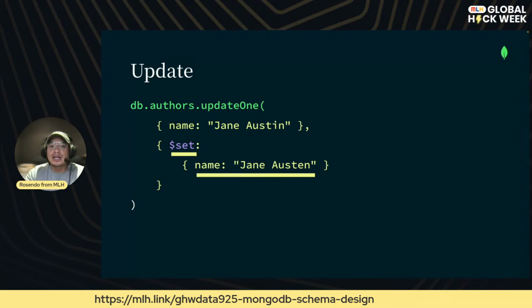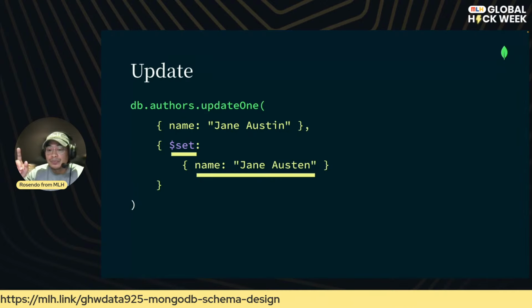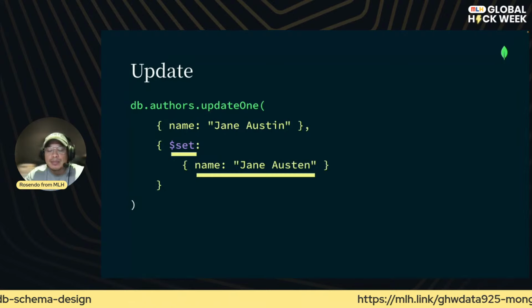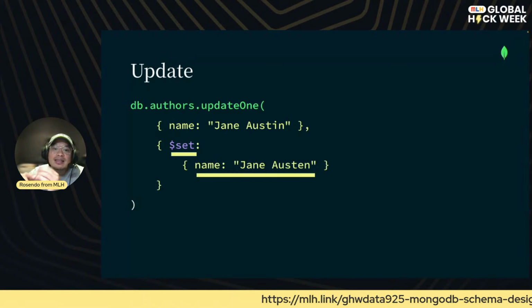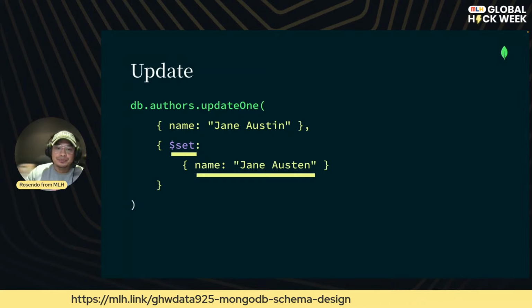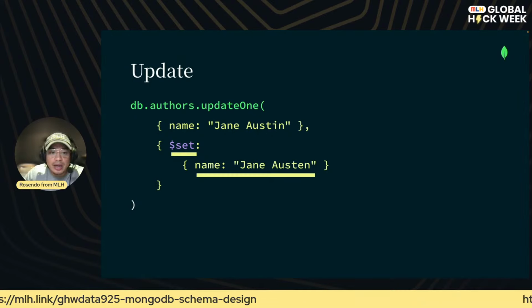Once you execute this command, it's going to find the first entry with the typo, specifically where the E is an I, and then it's going to correct that typo and set the name to the correct spelling that we provided here.